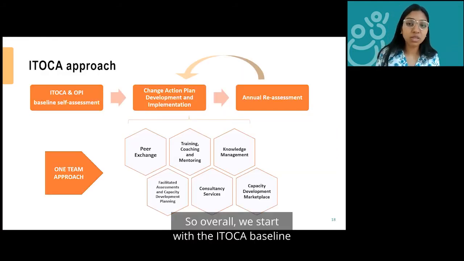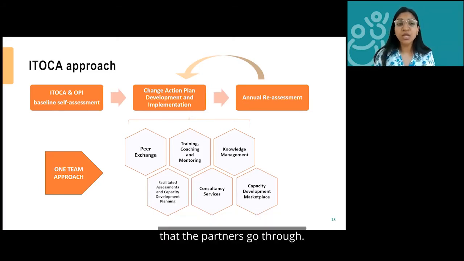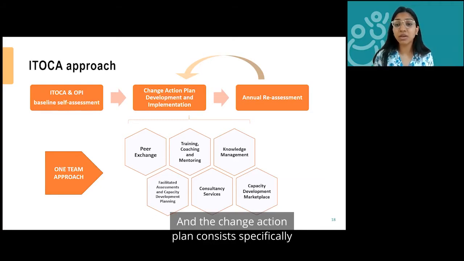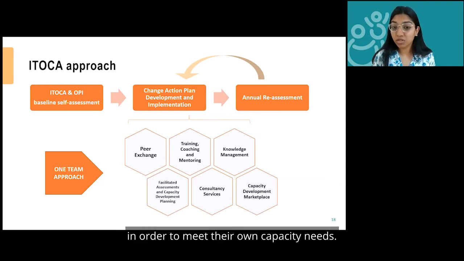So overall, we start with the ITOCA baseline, which, as I mentioned, is a facilitated self-assessment that the partners go through. This then forms the basis for change action planning. And then the change action plan consists specifically of activities that the organization wants to do and how they plan to do them in order to meet their own capacity needs.